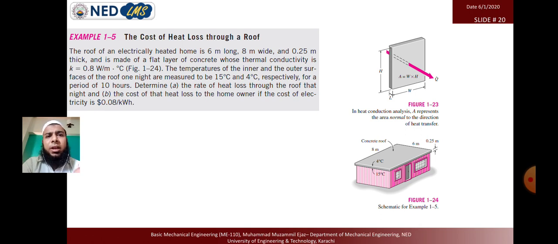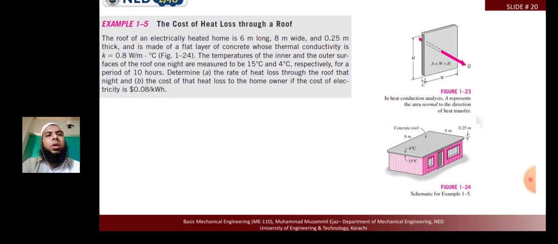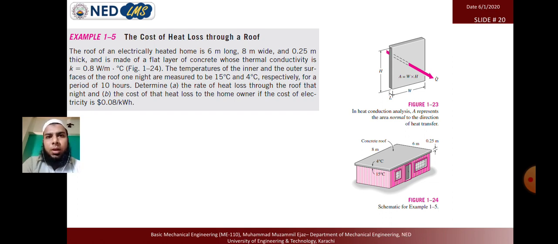The roof of an electrically heated home is 6 meter long and 8 meter wide. So 6 meter and 8 meter will be the area of the concrete roof, and 0.25 meter thickness. It is made of a flat layer of concrete whose thermal conductivity is 0.8 watt per meter degree centigrade. The temperatures of the inner and the outer surface of the roof one night are measured to be 15 degrees centigrade and 4 degrees centigrade respectively.